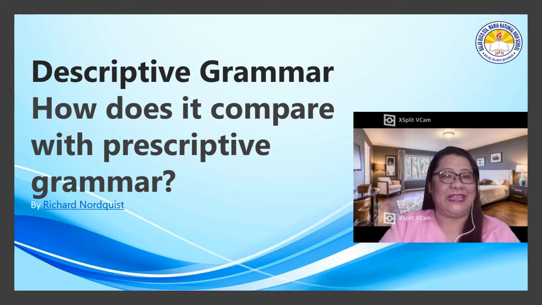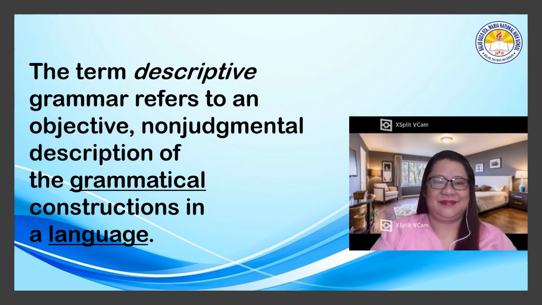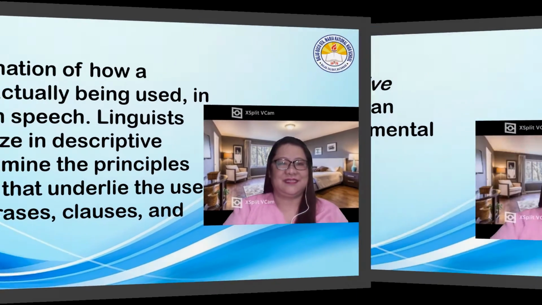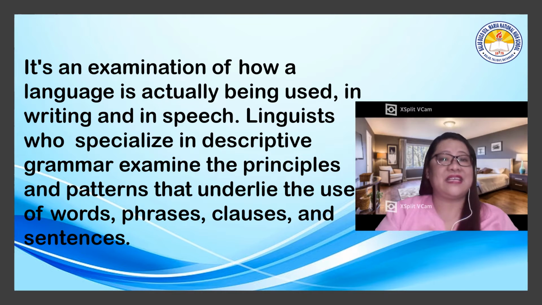At this point, let us have the article written by Richard Nordquist. It is entitled Descriptive Grammar: How does it compare with prescriptive grammar? The term descriptive grammar refers to an objective, non-judgmental description of the grammatical constructions in a language. It's an examination of how a language is actually being used in writing and in speech.